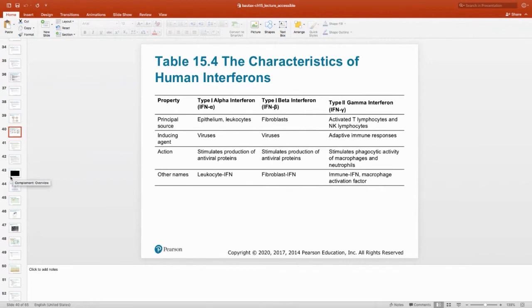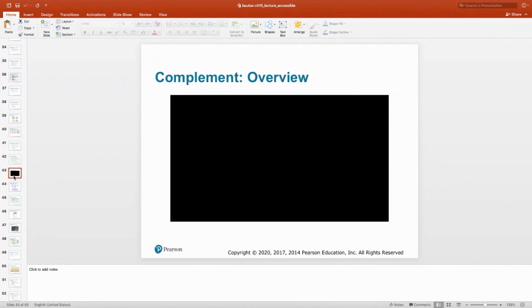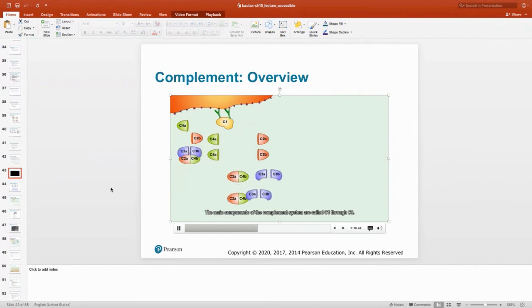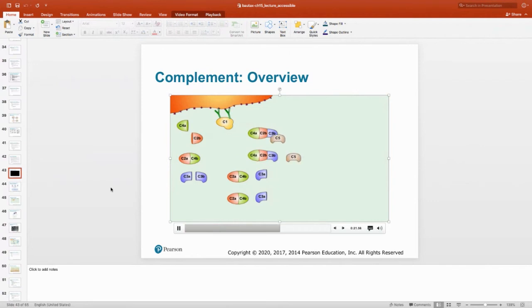The next thing we're going to talk about is complement and the complement system. The complement system is a set of proteins that circulate in the blood serum. When activated, these proteins work together to destroy foreign cells by cytolysis, to activate the inflammatory response, and to assist in phagocytosis. The main components of the complement system are called C1 through C9.